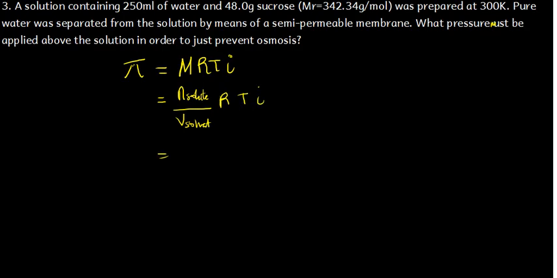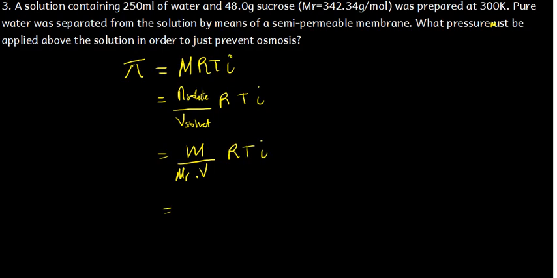Now the number of moles: a solution containing 250 milliliters of water and 48 grams of sucrose. Okay, we've been given the grams of sucrose and the molar mass. How do we determine the number of moles? Number of moles is given by mass over molar mass. So where there is number of moles, I'm going to put mass over molar mass, and then we also have volume there in the denominator. Okay, and then R, T, i. So we'll go on and substitute the values.